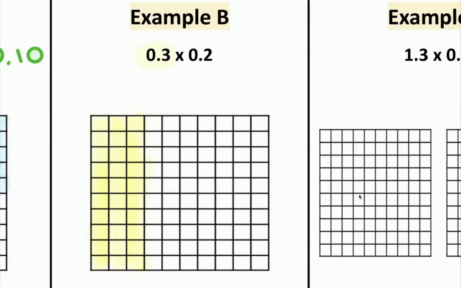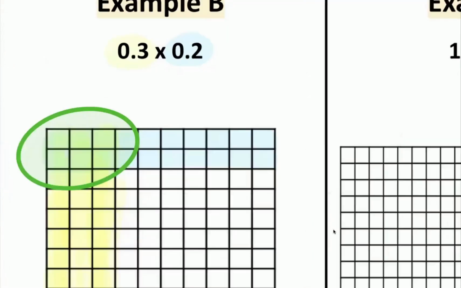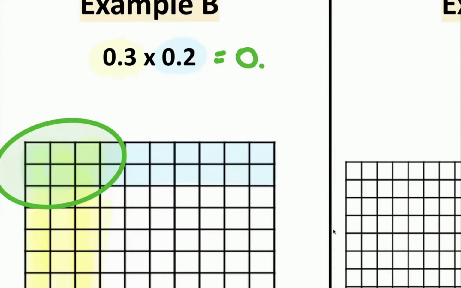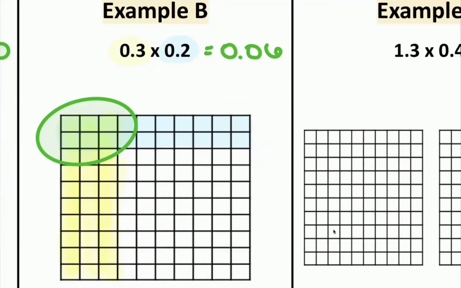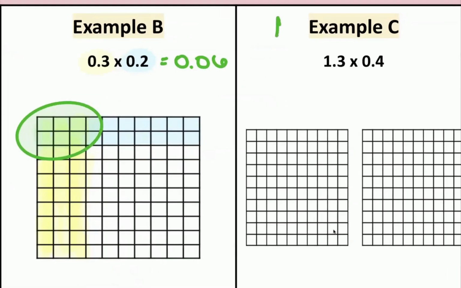For example B, the first step you should have taken is shading in 3/10 vertically. Our next step is shading 2/10 horizontally, like you see in the image. And then our last step is circling the product, or the part that overlaps, which we can see are these 6 boxes right here. And so the way we write 6 hundredths is 0.06. Remember, it's not 6/10. That would mean it was 6 rows or 6 columns of 10. It is 6 hundredths. Complete example C.